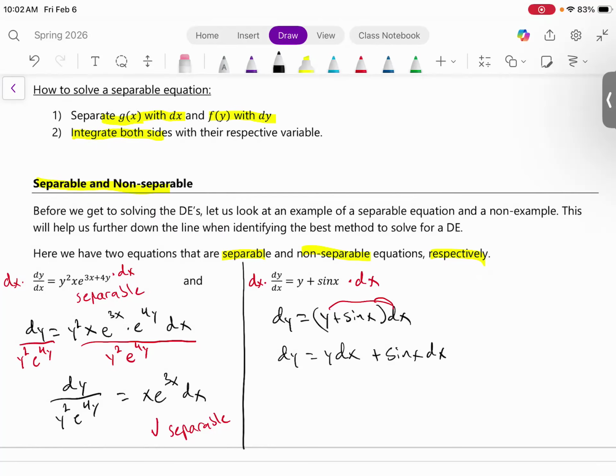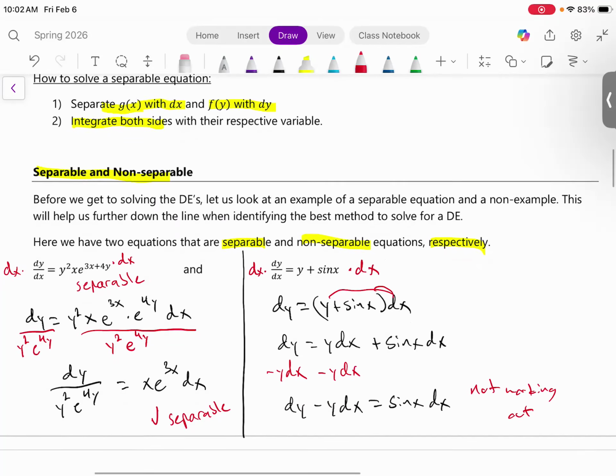So let's try to move that y over. Minus y dx on both sides. What I'm left with is dy minus y dx equals sine x dx, and this is just not going to work out. I have a dx attached to the y. I can't isolate the y terms. It's still dy minus y dx. So it's not working out, we can't separate these, and so this is non-separable.